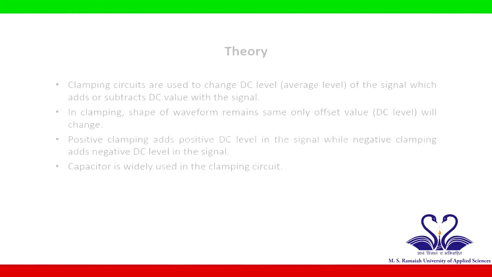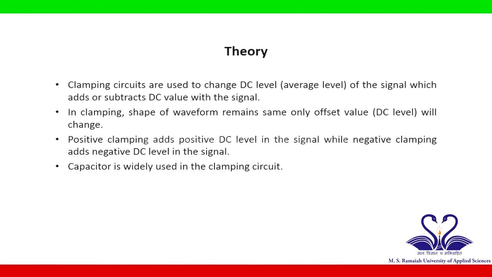Let us understand the theory behind the experiment before conducting it. Clamping circuits are used to change DC level, that is average level of the signal, which adds or subtracts DC value with the signal. In clamping, shape of waveform remains same, only offset value, that is DC level, will change. Positive clamping adds positive DC level in the signal, while negative clamping adds negative DC level in the signal.